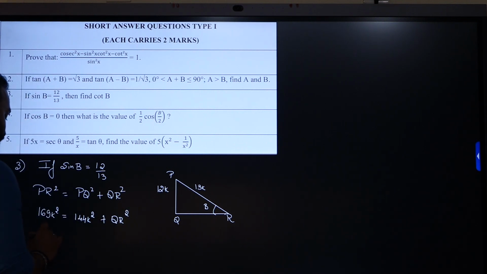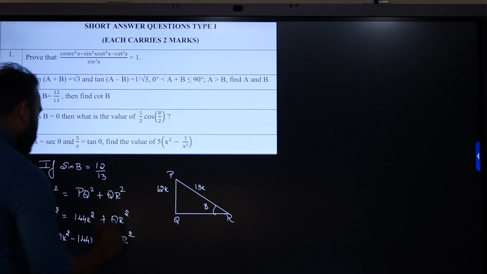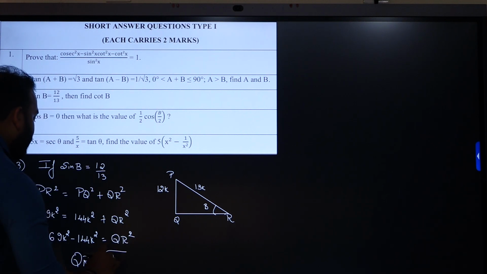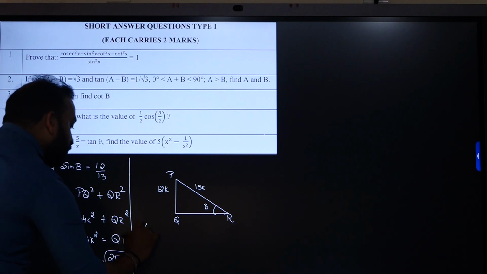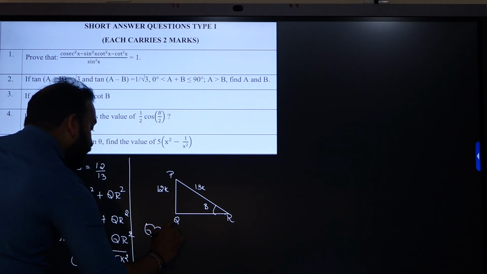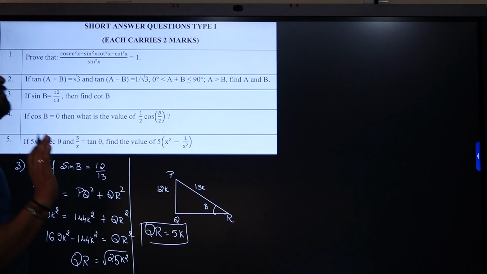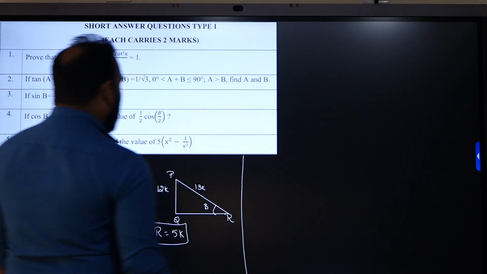Now take it to the other side, children. 169K square minus 144K square will give you QR square. So tell me, what is your QR then? Root 25K square, right? Root 25K square. So we can easily write QR is equal to 5K. Right? Usually the value will be plus or minus. We discard the negative value here because the ratios are not negative. So you got this value.